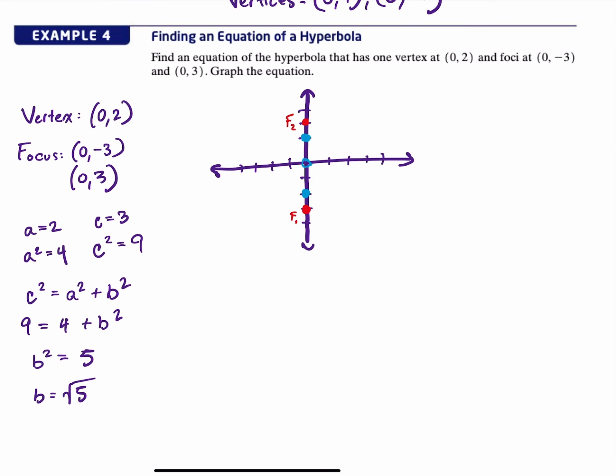So that tells me how far I should go to the right and to the left of our center point. So just to get a rough sketch, I'll create this box, draw out the asymptotes. So our hyperbola should look something like this.